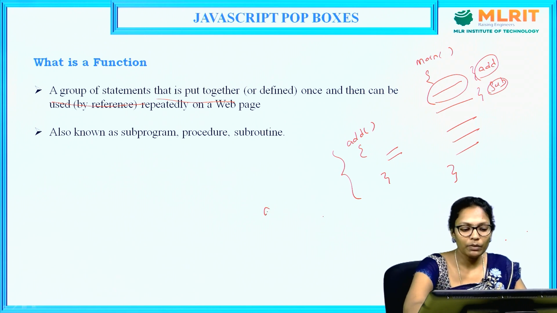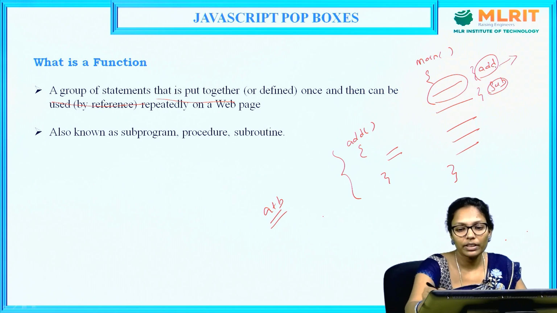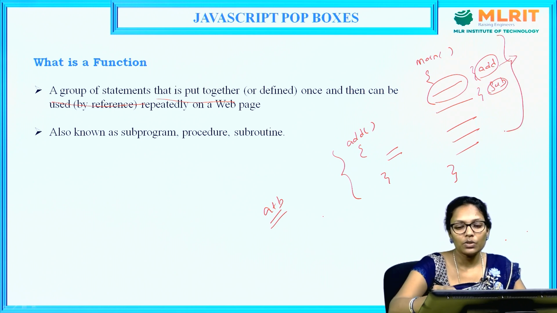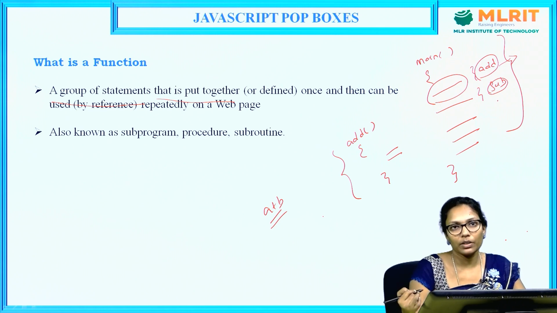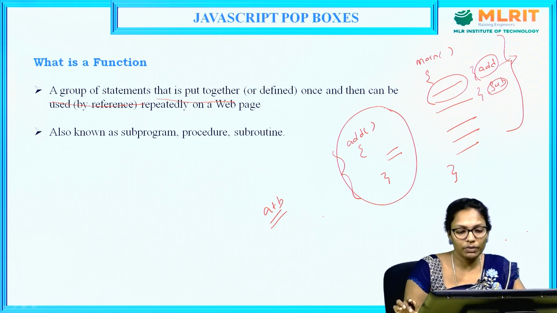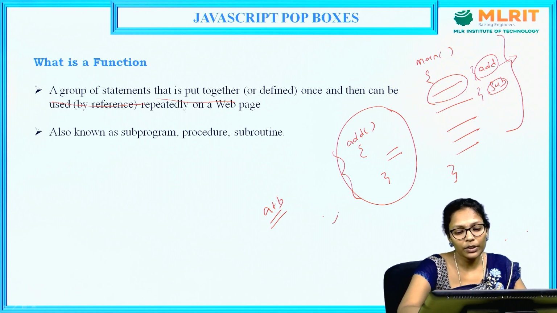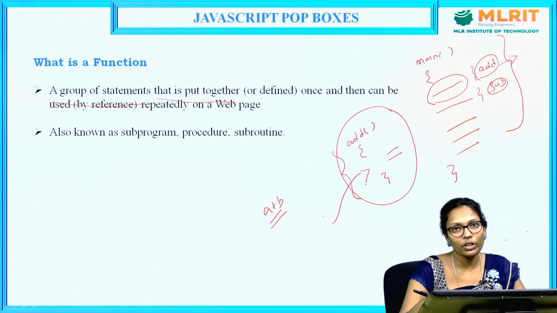For example, I want to perform A plus B. A may be anything, B may be anything, so every time the values will change. If I use the main function, the complete code will be executed, but here I want to perform only the addition. So whichever function you want, you can go with that function. And we can easily modify it if any changes are needed in the addition code. You can directly go to the addition function and modify it there itself.